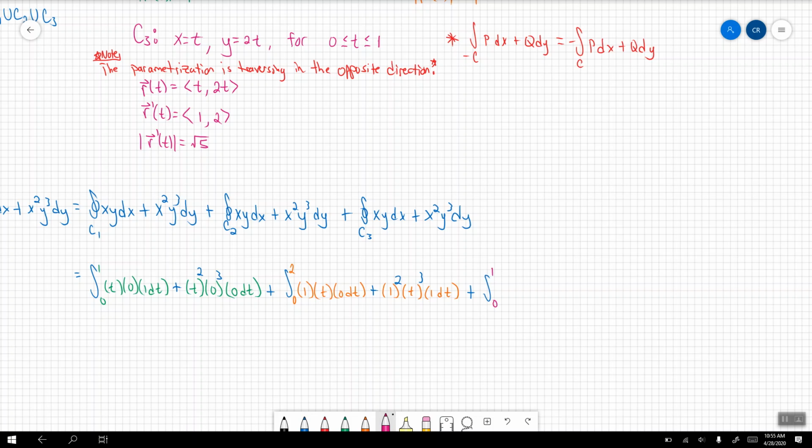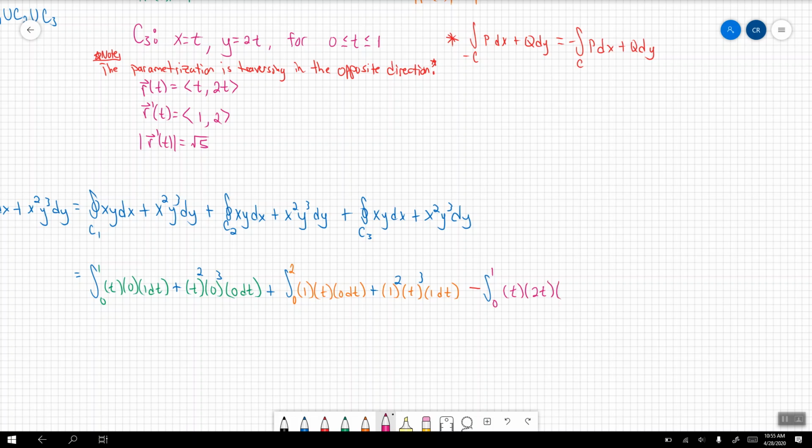Now remember, my curve was traversing negatively because of that negative orientation. So what I'm going to do is make this integral negative, because, again, I'm traversing this curve by the way I parameterized it negatively. So the integral from 0 to 1, here goes. I'm going to have my x and my y. So x was t, so I'm just going to have t multiplied by 2t.